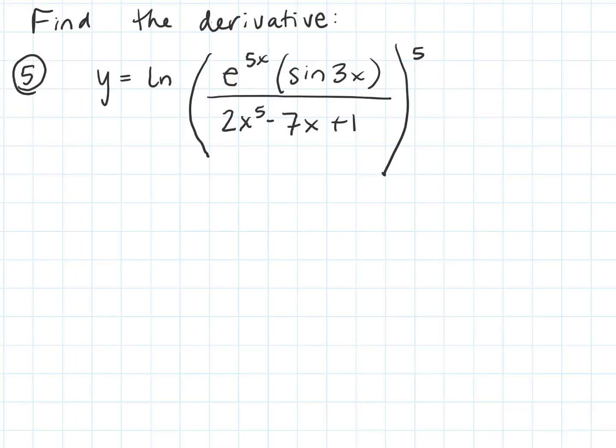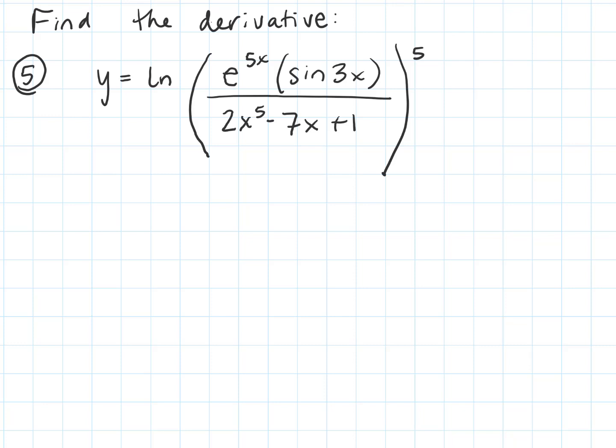Okay, so let's take a look at this guy. Y equals the natural log of this giant e to the 5x times the sine of 3x all over 2x to the 5th minus 7x plus 1. All of that raised to the 5th power. Okay, let's take a little breath here and take a look at this.